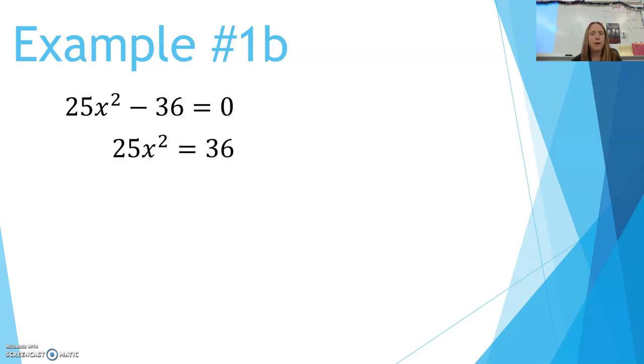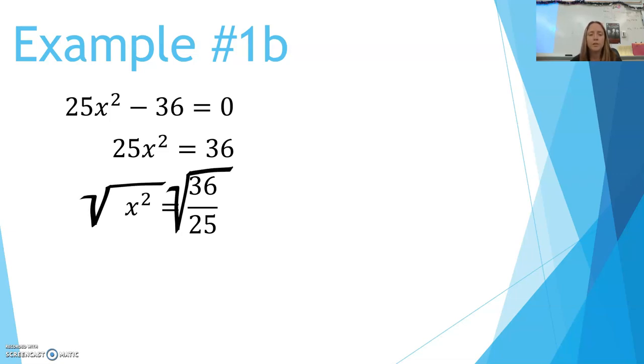So this is different from factoring and from graphing because we needed to say equals 0. In this case here, we're actually solving for x without doing any of those things. So we would then divide by the 25 and I get x squared equals 36 over 25. With these, because of the x squared, the opposite of squaring something is taking the square root. So we're going to take the square root of both sides. And on the left side, the square root of x squared is just x. On the right, the square roots of those two numbers are 6 and 5.